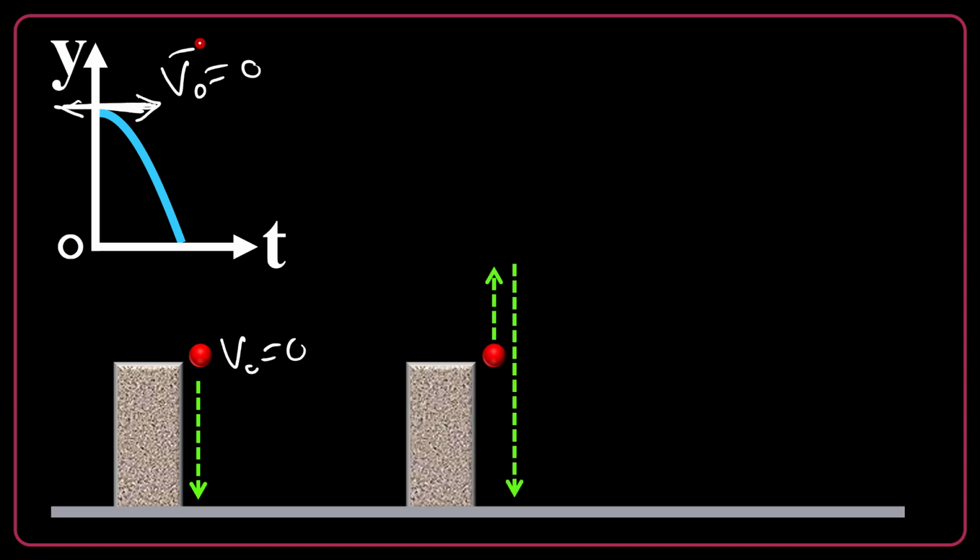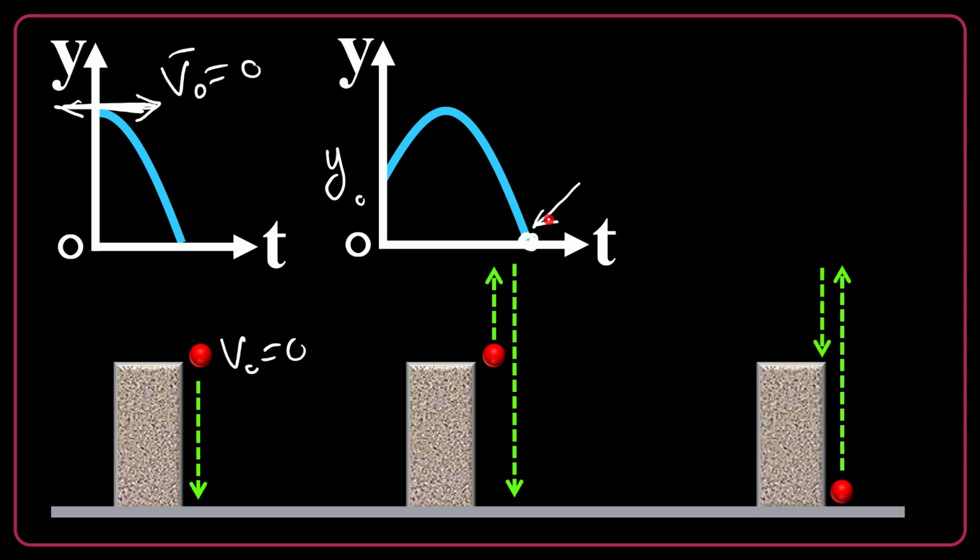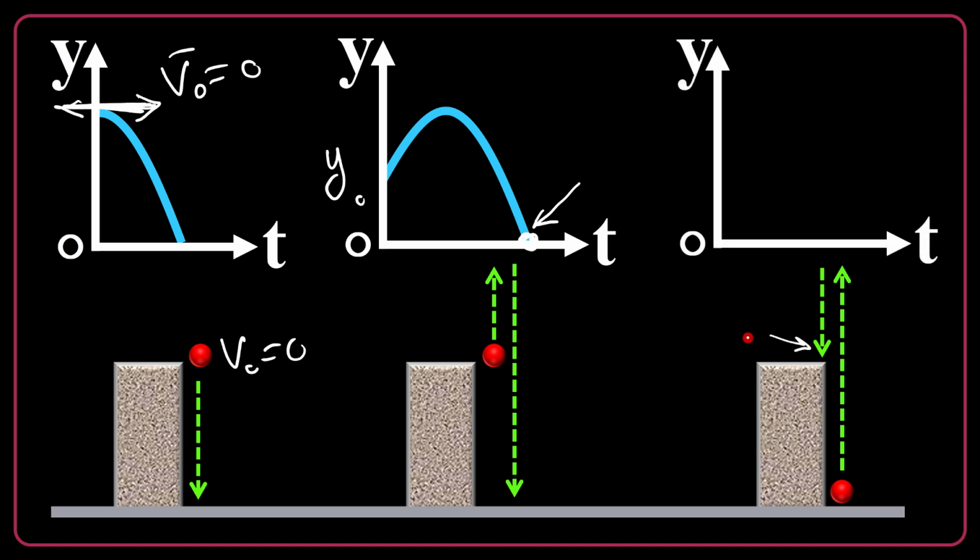The other case is something like this. You can throw the object upward and then it goes down. Here basically it starts from a positive y naught because the y naught is positive above the ground, and then the final point, the destination, is on the ground. The other could be like that. You start from the ground but the destination is above the ground. So the YT graph starts from 0, but the destination will be here.